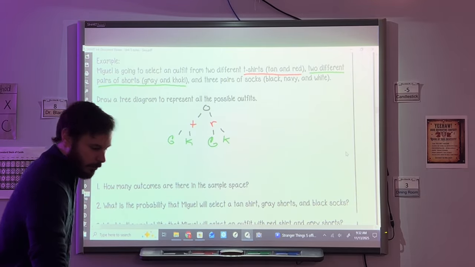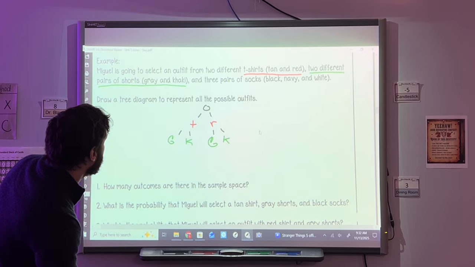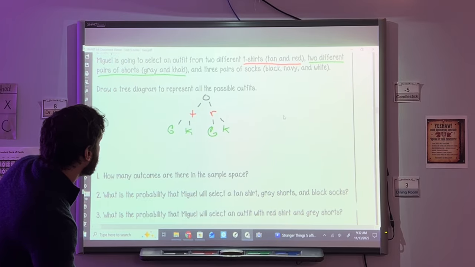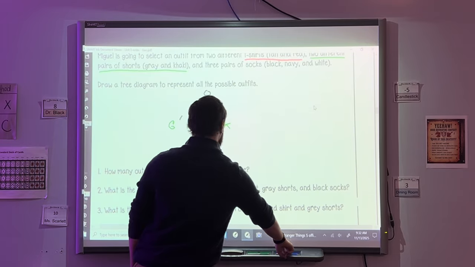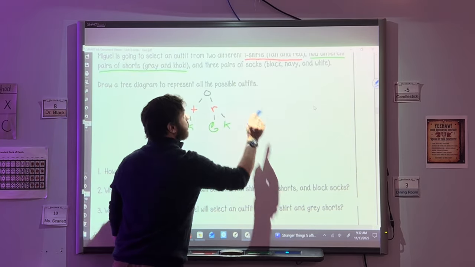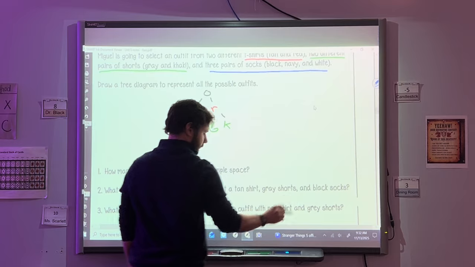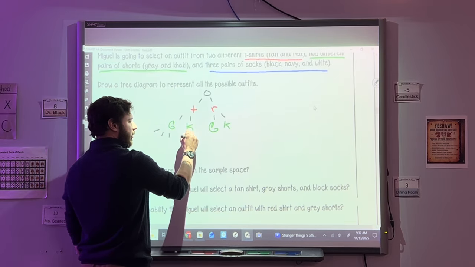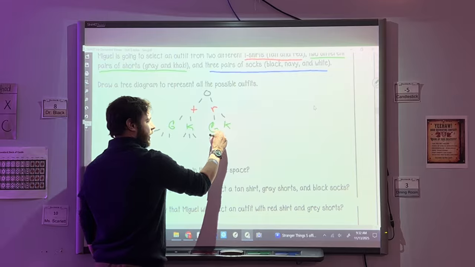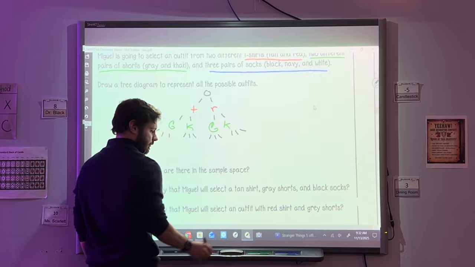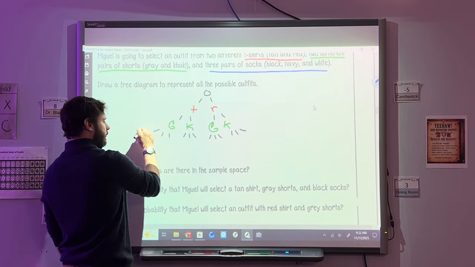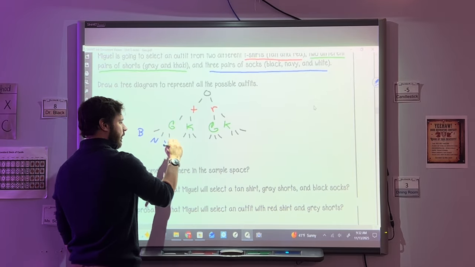Okay. The boy has picked his shirt, picked his pants. Doesn't say anything about his underwear. Hopefully Miguel's wearing underwear. And then once he's picked those, he needs to pick what kind of socks he's going to wear. And he's got 3 choices for socks. So each of these needs to have 3 little spokes, because he's got 3 choices from there. And what are his socks? Black, navy, or white? Black, navy, white.